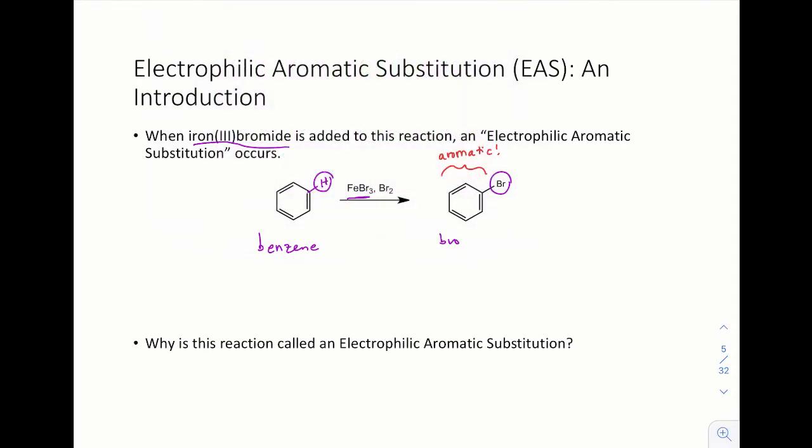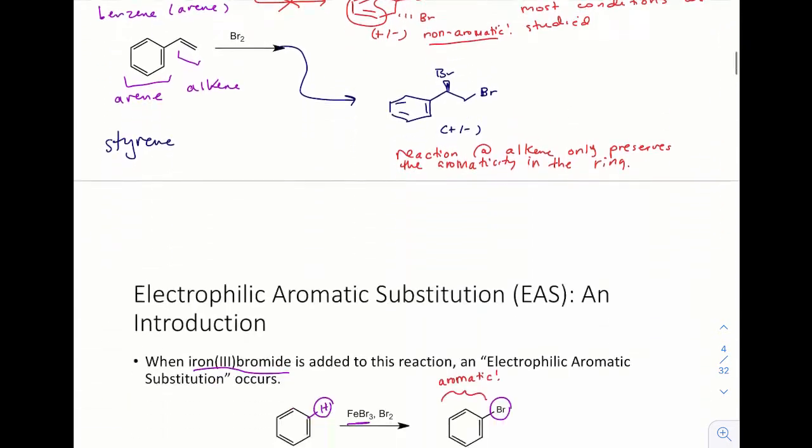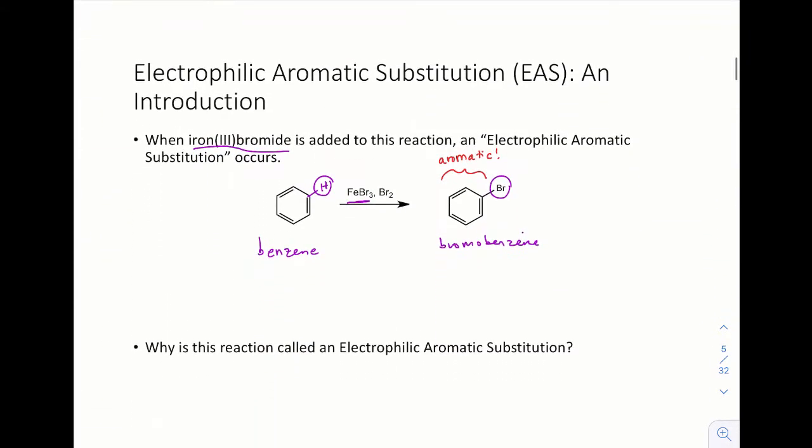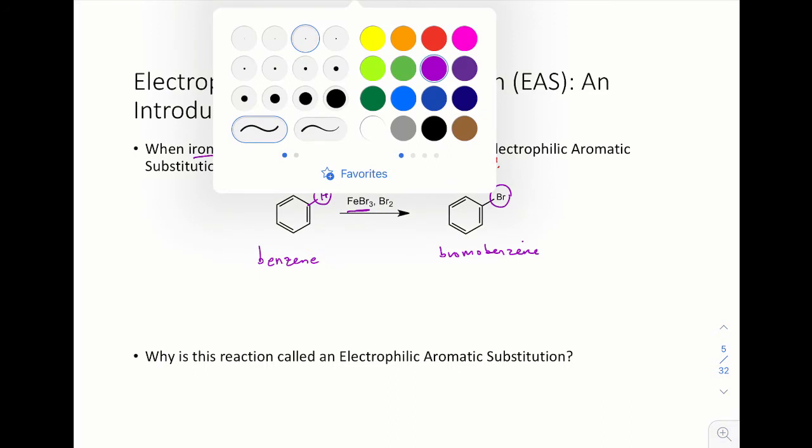That's one difference between what's happening here and what was proposed before, right? We said if benzene were to react with bromine as an alkene does, it would make a non-aromatic product, lose the aromaticity, lose that special stability. In other words, become higher energy. And that's not the case. So benzene can be forced to react with bromine, but when it does, the aromaticity is preserved.